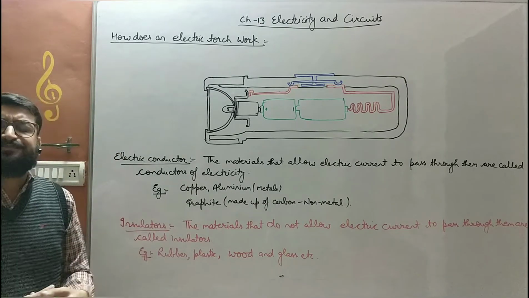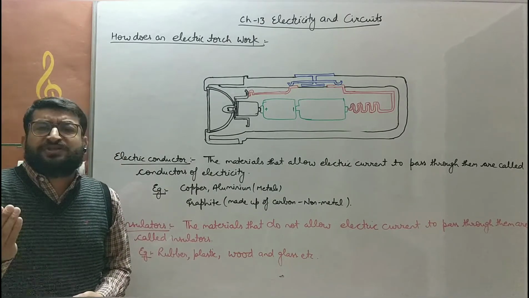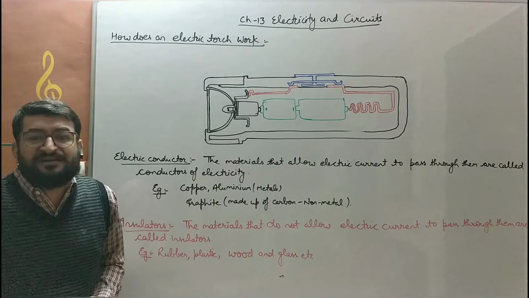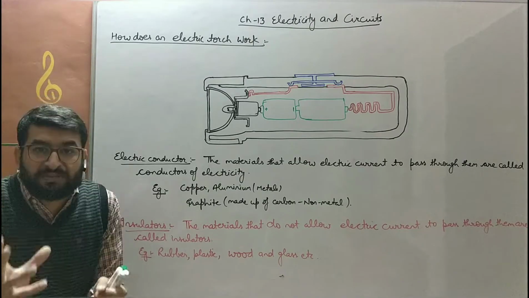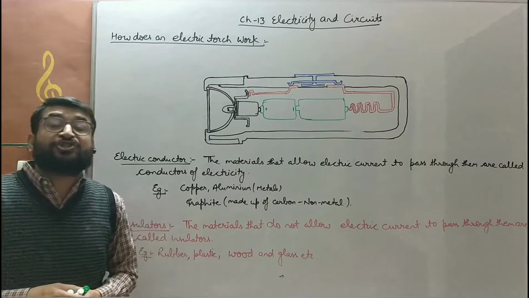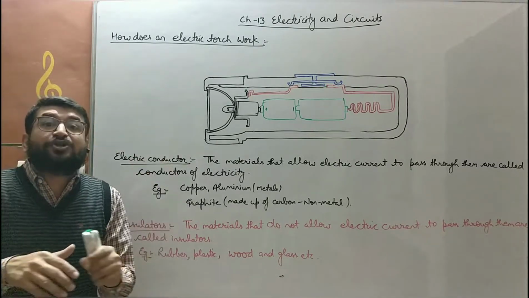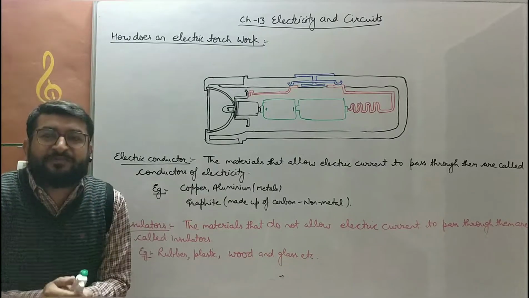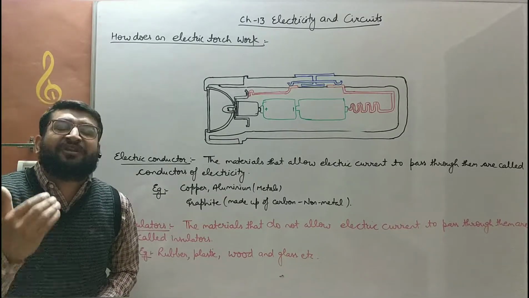The next ones are the switch, the cell, the connecting wires, the bulb. They have certain symbols which are known as electric symbols. Those symbols join together in a graphical representation to form an electric circuit.